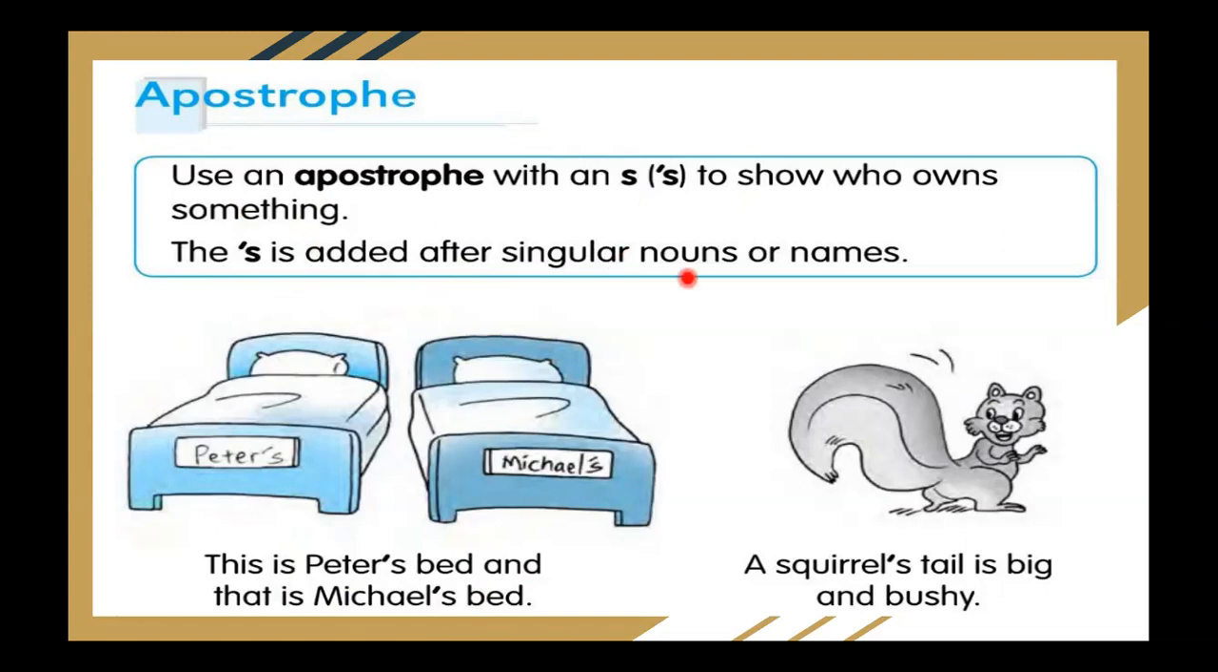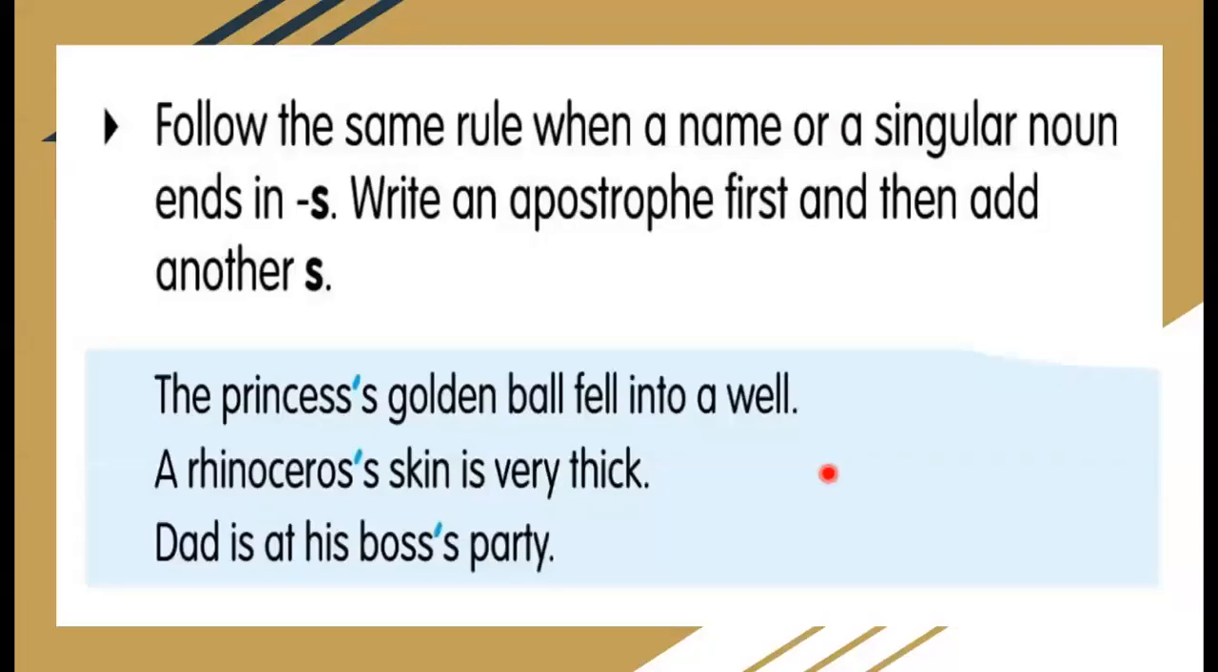And in case of singular nouns, how do you use an apostrophe? हम apostrophe लगाते हैं, फिर S का इस्तेमाल करेंगे. In case of singular nouns, you first put the apostrophe on top and then you write an S. Peter's, Michael's, a squirrel's tail is big and bushy. So in case of singular nouns and names, we'll put the apostrophe and then add S. So now the second rule, that was the first rule.